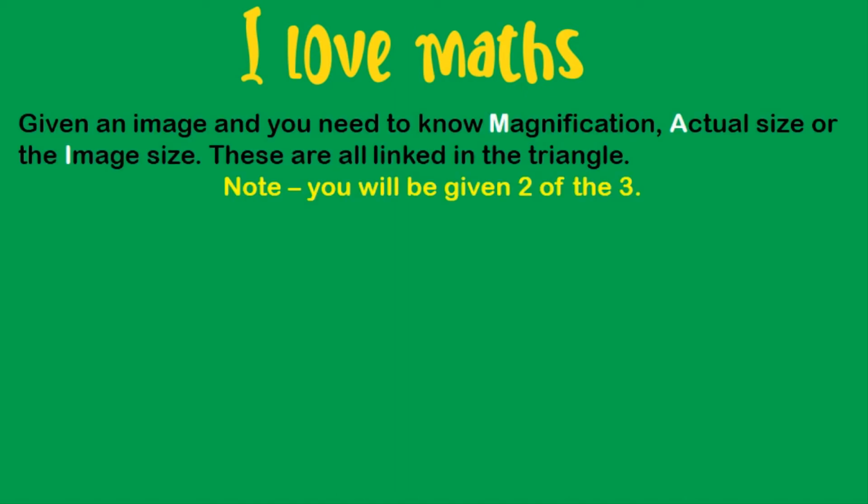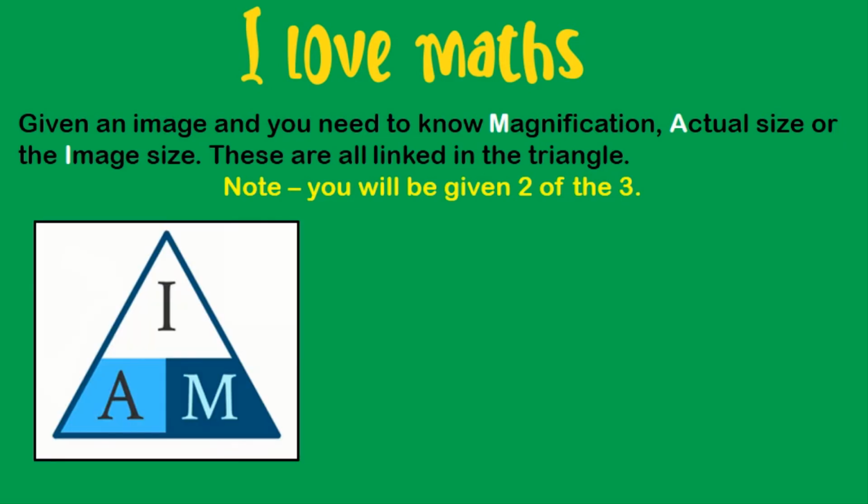Now, I know you love maths, so you're in luck because we got some for you. You might be given an image of something under a microscope and be told, find the magnification, or find its actual size, or find its image size. And these are linked in this triangle. Now, often you'll be given 2 of the 3 things. So you'll be given 2 and you have to find the missing third.